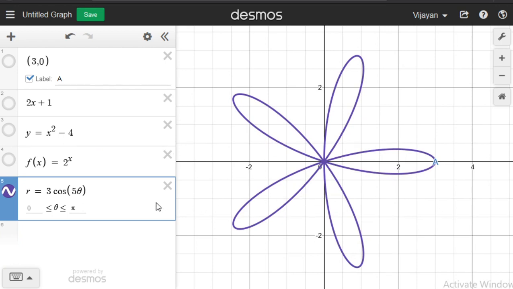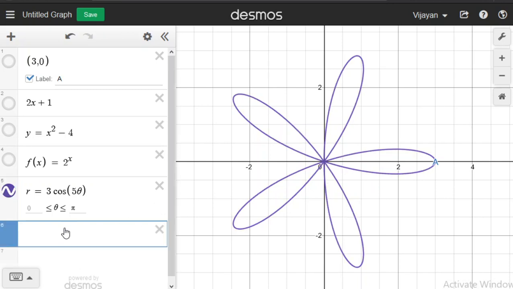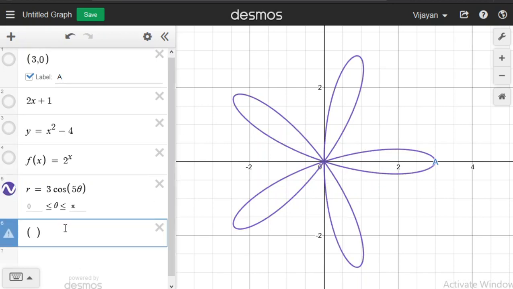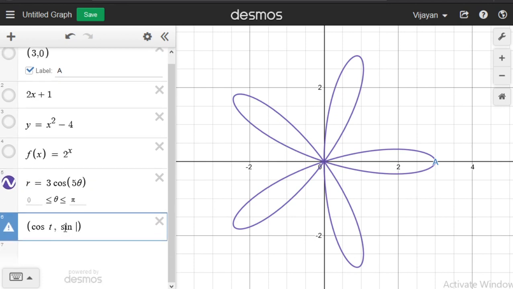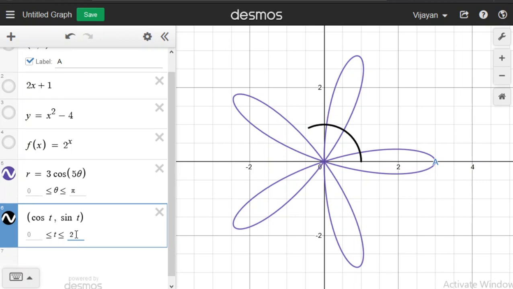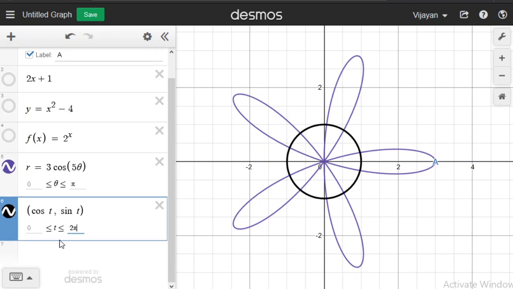3 cos 5 theta. Now suppose again, if I plot cos t and sin t, I get the ordered pair (cos t, sin t) from 0 to pi. This ordered pair will give me a circle.